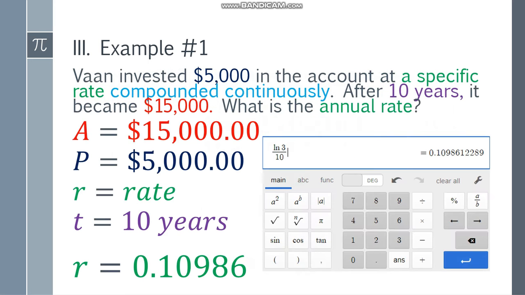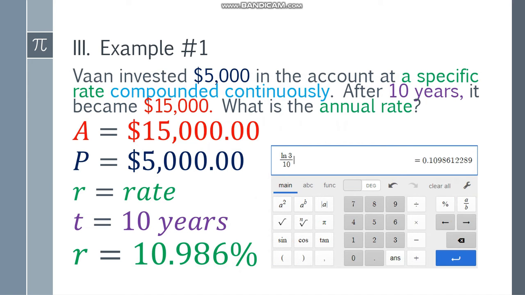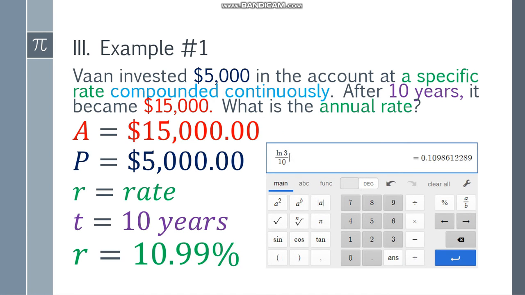Just input it directly to the calculator, and ln of 3 over 10 will be 0.10986 something, and so on. Or just get 0.10986. Now to convert the decimal form of the rate to percentage form, you just have to multiply it by 100 and add the percent sign. Now, you can just get 2 decimal points, so round it up. That will be 10.99%. So, again, this is an approximate answer because we round up or we estimate it.